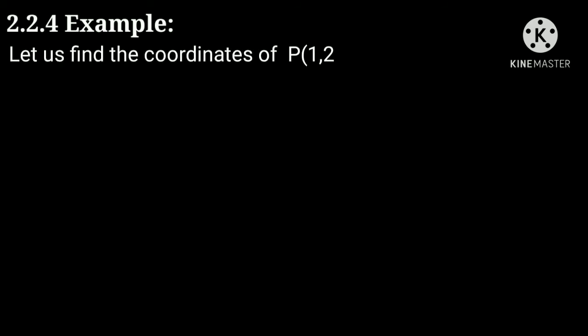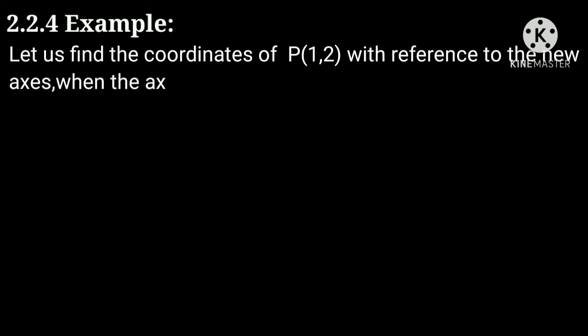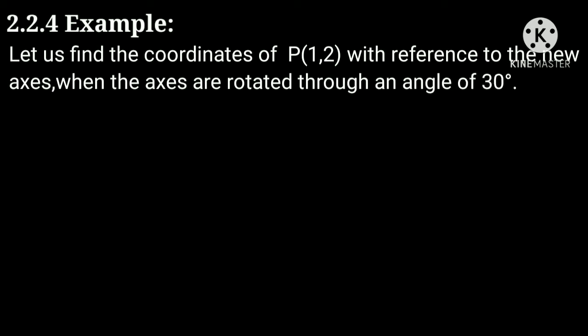2.2.4 example. Let us find the coordinates of P(1, 2) with reference to the new axis when the axes are rotated through an angle of 30 degrees. This is our given problem. In this problem, we are given the original axis coordinates P(1, 2) and angle theta equal to 30 degrees. Then find the new axis coordinates. Now solve. Solution.